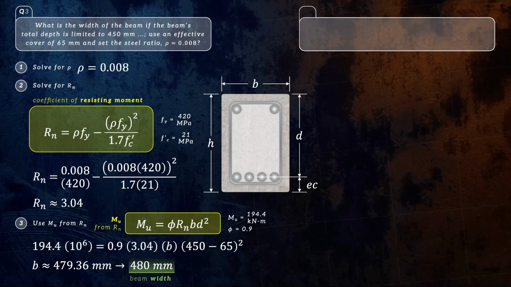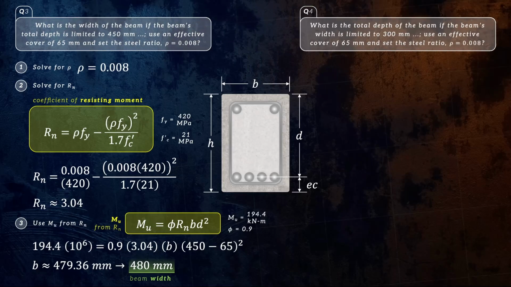And now for the fourth or last question, we are asked for the total depth of the beam, given a width and the same effective cover and steel ratio. For this question, we can actually adapt the three-step process we just did for the last question. That is, step 1 would be to solve for rho, which will still be 0.008 because the same rho value is given for these two questions.